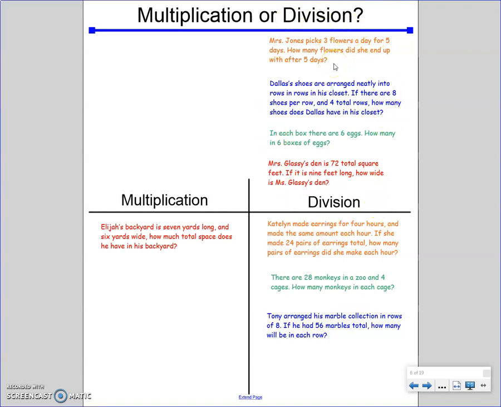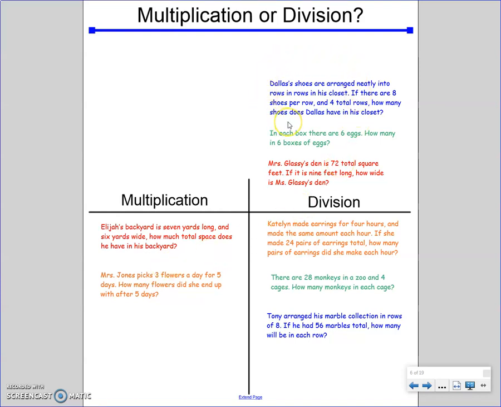Mrs. Jones picked 3 flowers a day for 5 days. How many flowers did she end up with after 5 days? Think about the information we know and what we don't. Would we multiply or divide to solve this problem? I agree. This is a multiplication equation. It's a repeated addition multiplication equation. So we would multiply to find it.